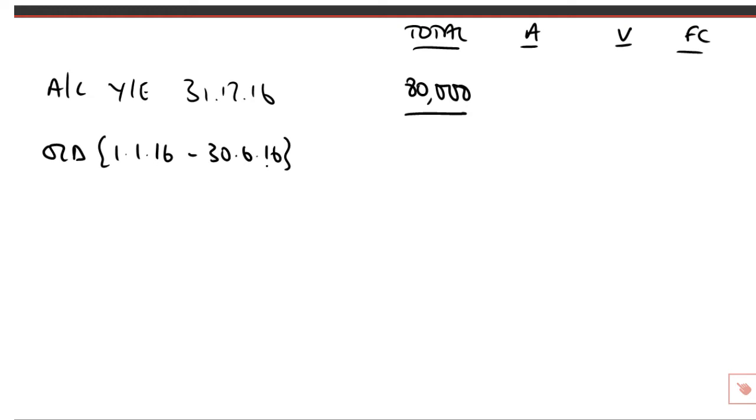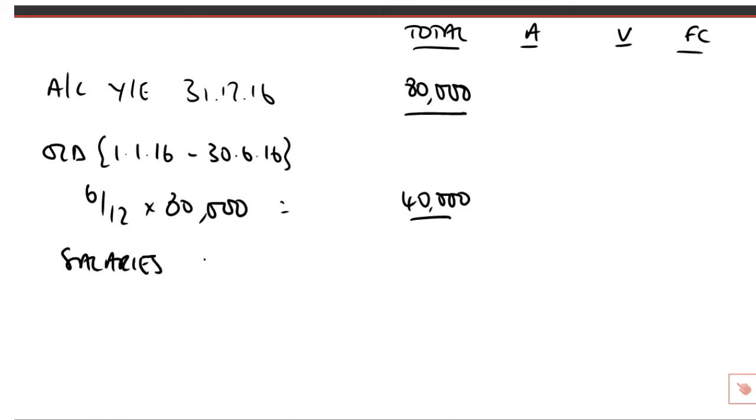Remember that we had the new partner coming in from the 1st of July. So that means we've got 6 months' worth of that profit of 80,000, i.e. 40,000, to divide using the old agreement. Now the old agreement, do make sure you've looked it up from last time, called for salaries, of course, to partners A and V, and as this accounting period is 12 months and we've got 6 months on the old agreement, we will take 6/12 of those salaries.